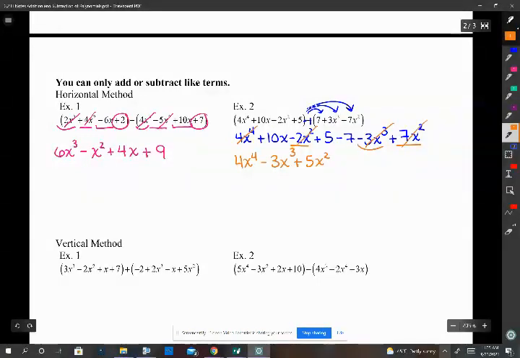And then we look for our next one, which is just an x. There's only one of them, so I'm just going to write it down. And then the next thing I have is this positive 5 minus 7, which is -2.